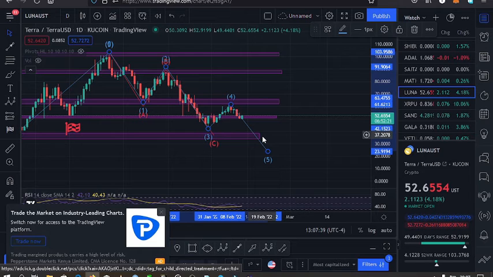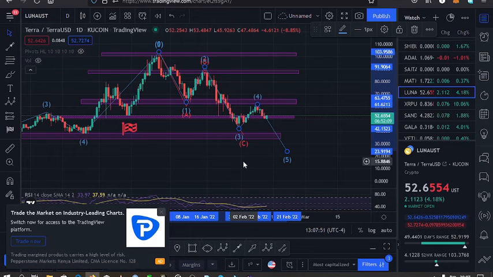Once that happens, we break that support and even have lower prices. Once we reach around the $20 mark, I expect us to have a bounce back which will take us to an all-time high.